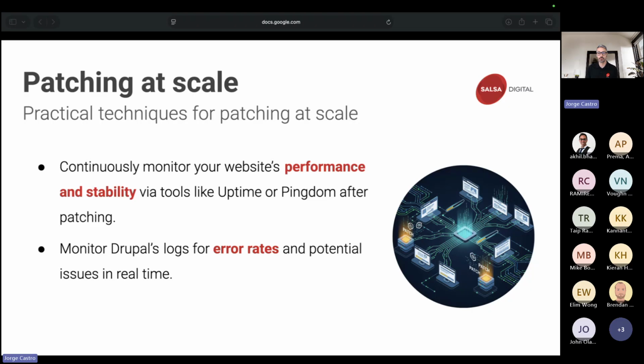Specifically for Drupal, look at the application logs in real time if you can. As issues are raised and Drupal can't handle them, they will surface in the logs, and look for spikes in the error rates. Anything unusual, as I said, might help indicate what could be wrong with the patch. And you can quickly roll back if you know what it is, again minimizing the business impact.